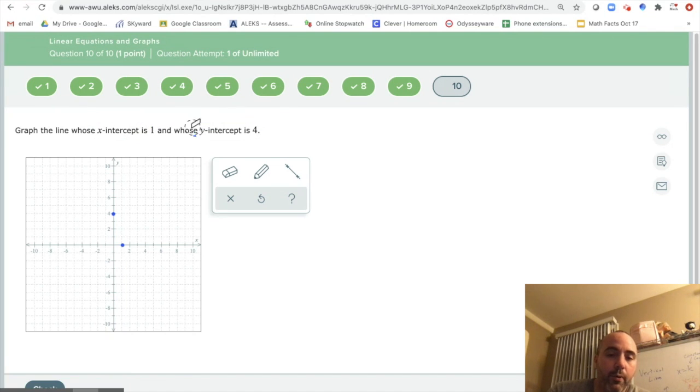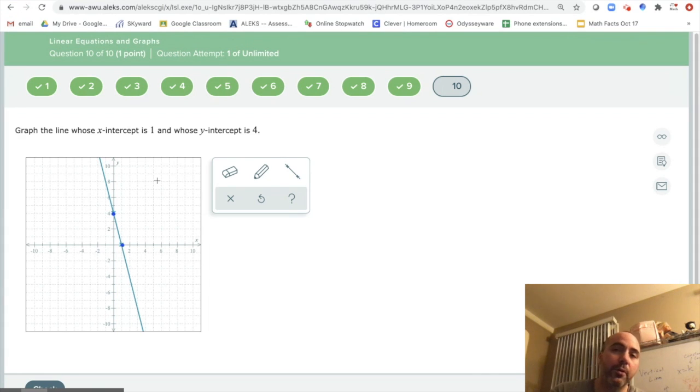I just wanted to throw this one in there just to get you thinking a little bit. So I can take my line tool and go to the y-intercept at 4 and the x-intercept at 1. And there's our line going through those 2 points. I think you learned a very long time ago that you only need 2 points to make a line. After that, there are an infinite number of points that make up that line. But as long as you can find 2 points, you can make a line.